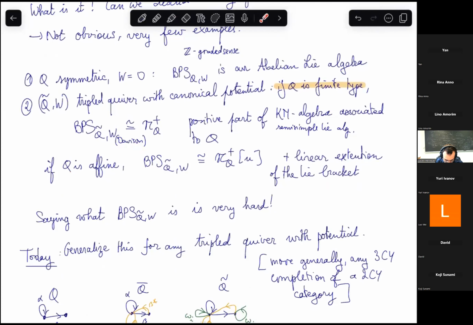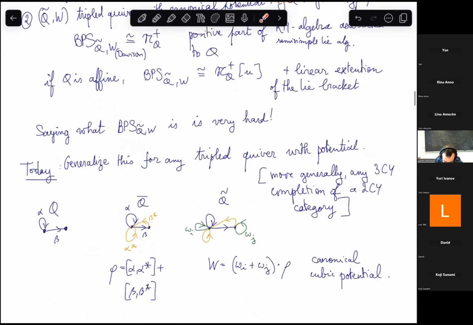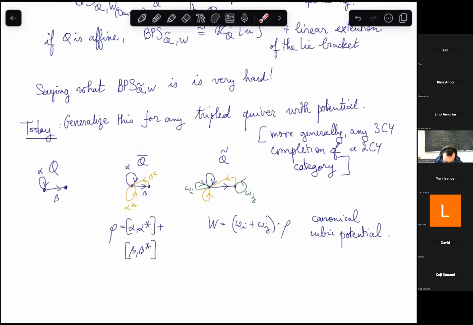And also if Q is an affine quiver, which means extended Dynkin, which means Dynkin quiver plus one vertex connected with one arrow to the finite type quiver, then the BPS algebra is bigger than the positive part of the Kac-Moody algebra associated to the quiver. So you need to add some variable u, and the Lie bracket is the linear extension of the Lie bracket on this n_Q plus. But in general, we can't say what this Lie algebra is. It's a tough problem. And today, in some sense, we give an answer for any triple quiver with potential.